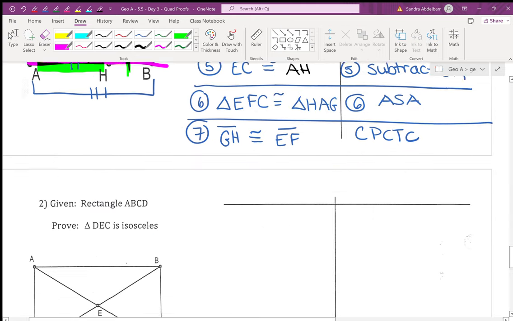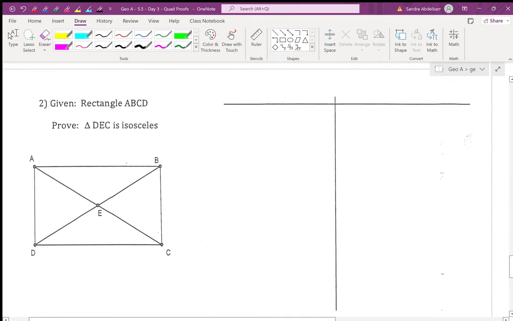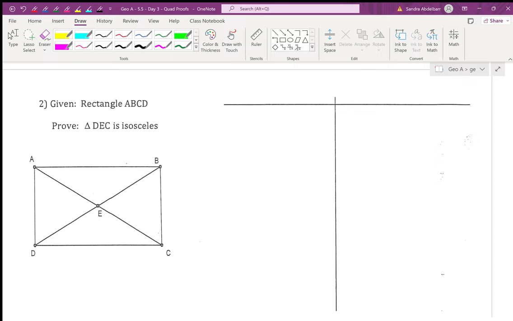All right, let's keep going. All right, so now we have a rectangle. There's 2 different ways to do this proof. There's a long way and a shorter way. I'm going to show you both ways, okay? We're going to start off with the longer way.